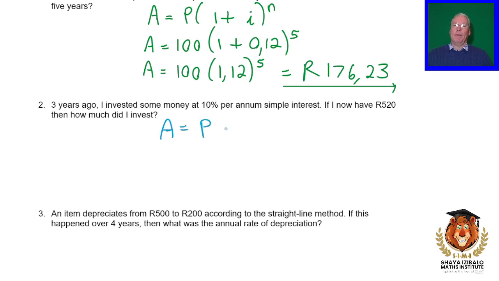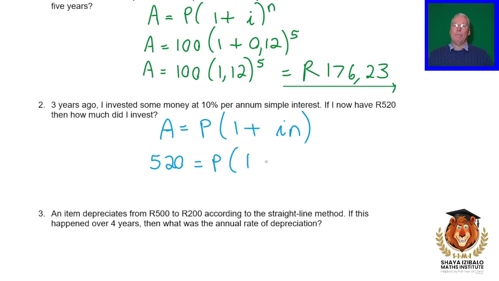But this time, we're not asking for the A value. We're actually asking how much did I start off with? How much did I invest? We know that we end up with 520 Rand. We want to work out the P value.